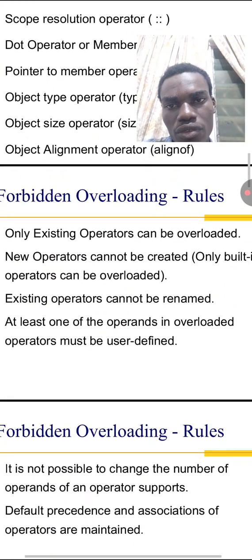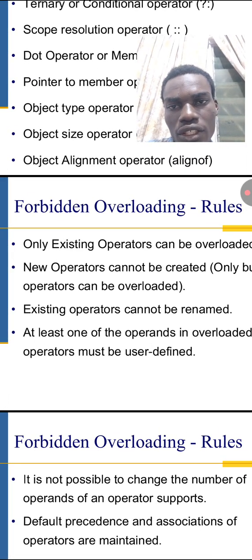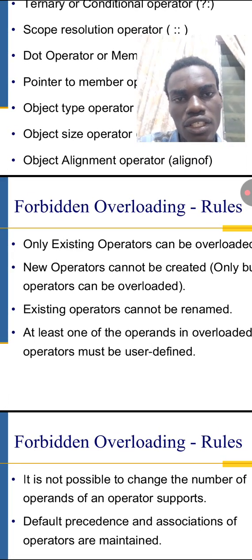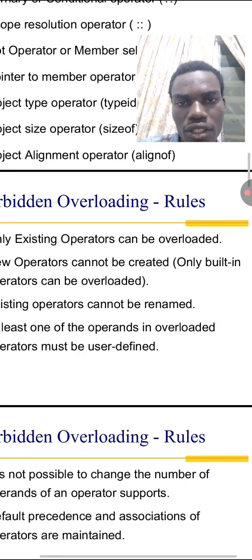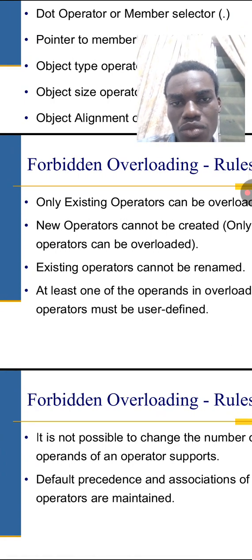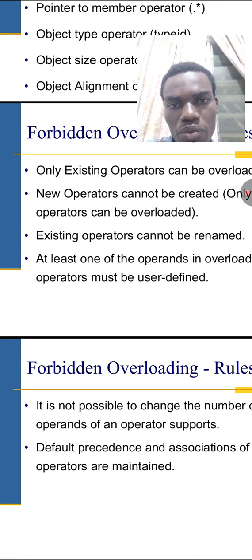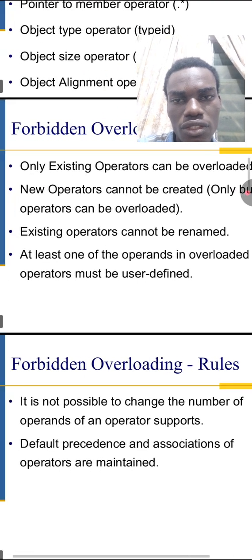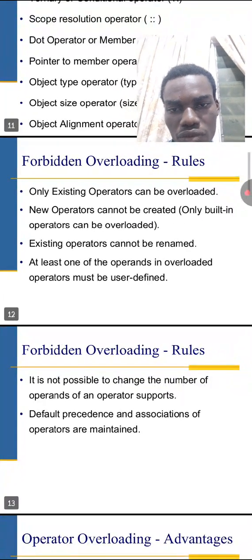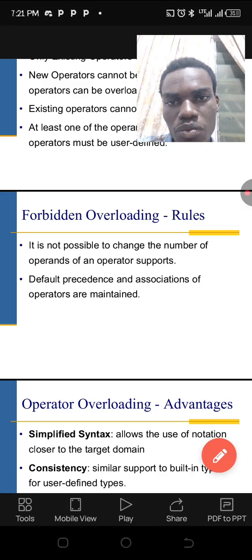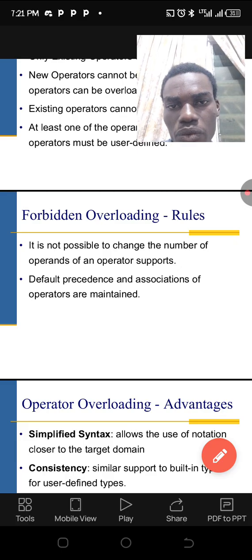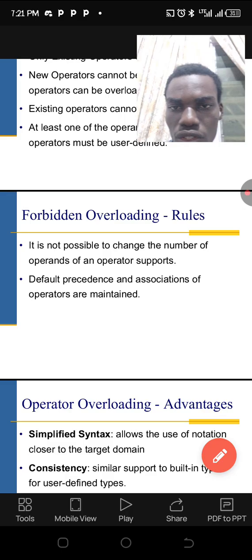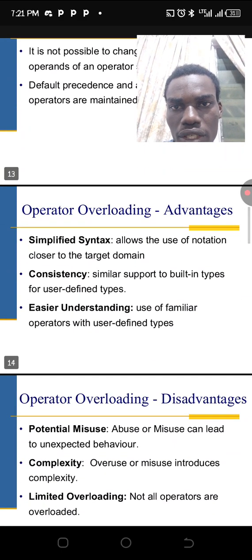We also have to know that only existing operators can be overloaded. New operators cannot be created. Existing operators cannot be renamed. At least one of the operands in overloading operators must be user defined. It is not possible to change the number of operands an operator supports. Default precedence and associativity of operators are maintained.